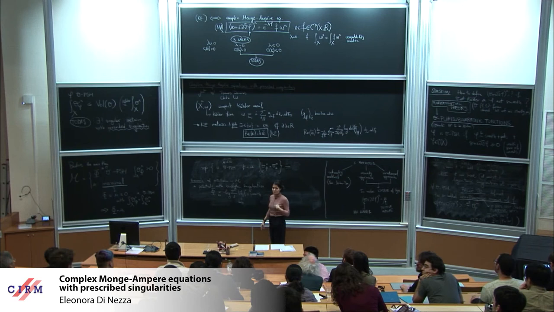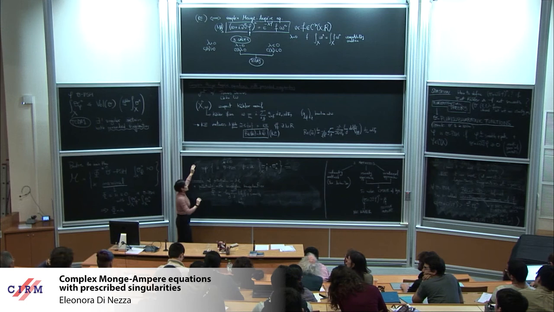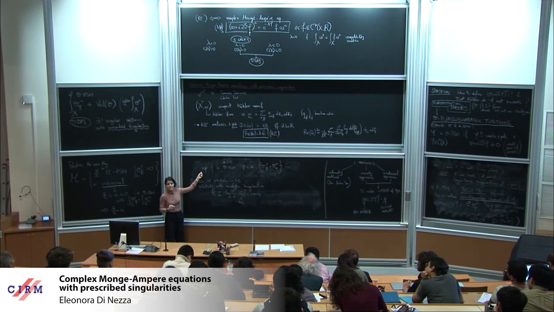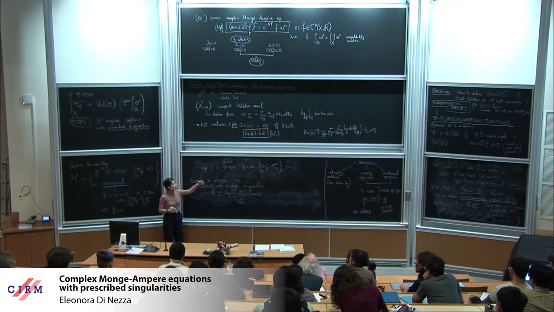Let's just look at this. We take the set of all the theta-plus subharmonic functions that are less singular than phi, but with the same mass. And then I take the sup, and what I am asking is whether a maximal element exists. So the answer is yes, there exists a maximal element.